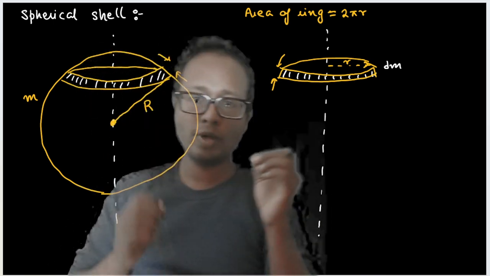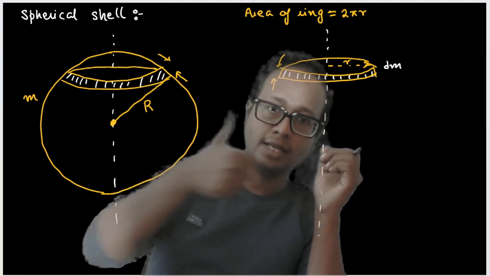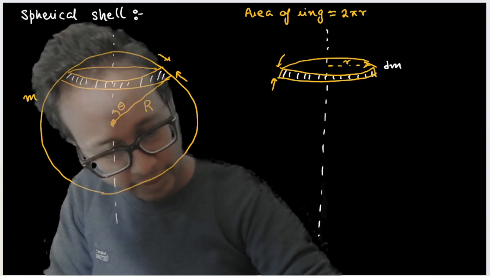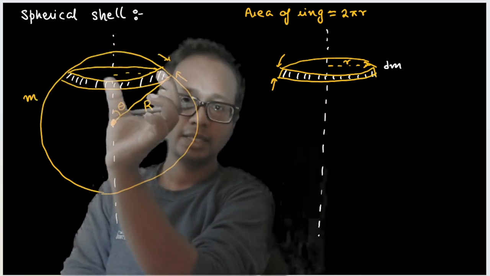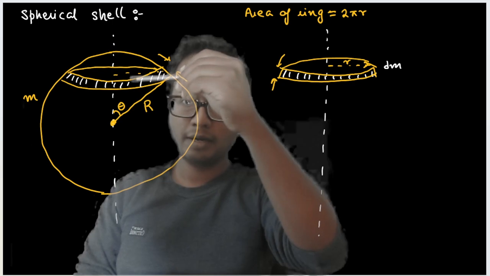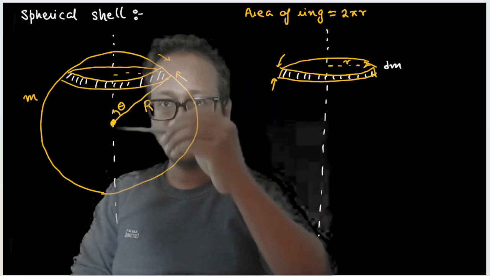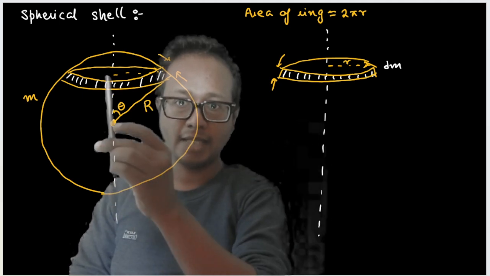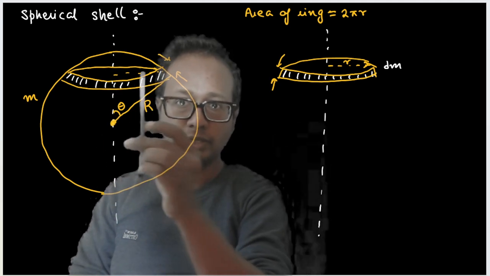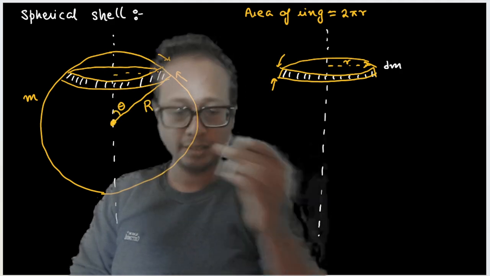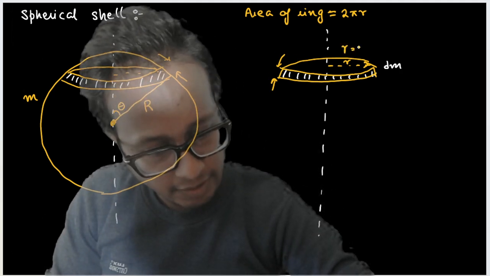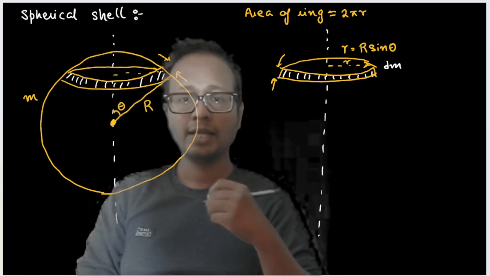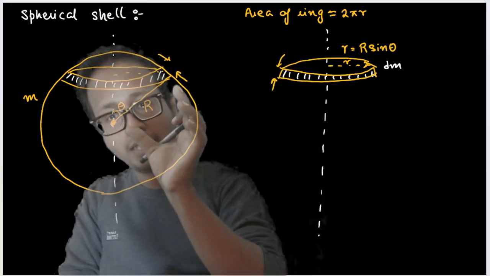So how do I find out the relation between the radius of the shell and the radius of the ring? If I make an angle out here, theta, can I say the radius of the ring, r, is nothing but R sine theta? This line and this line make a right angle triangle. So R cos theta is this much, and R sine theta is this much. So this length is R sine theta. So I can easily say r is equal to the radius of the shell into sine theta. Very fine. And the thickness is nothing but R into d theta.